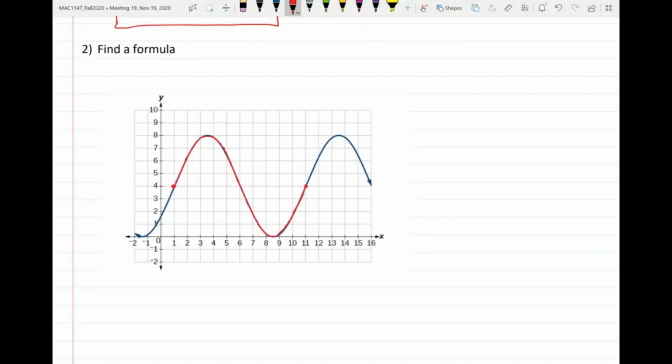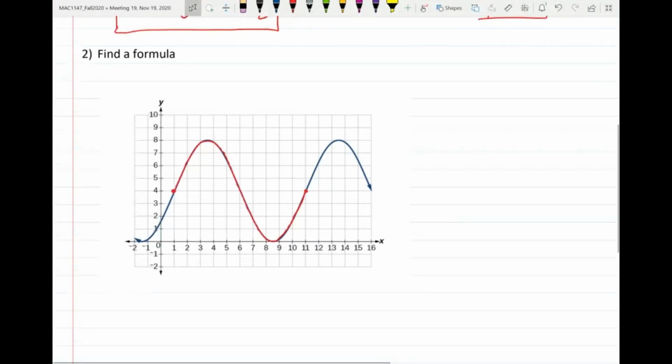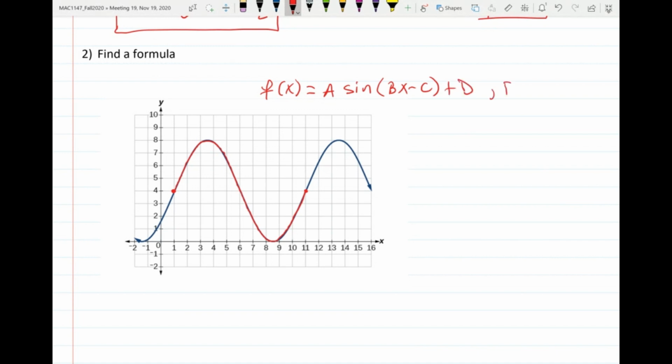Okay, so we made this decision. That means we're going to look for a formula for this function, and we decided that we're going to be using a sine shape. So this is what we are after: a times sine of bx minus c, plus d. And remember here b is positive.